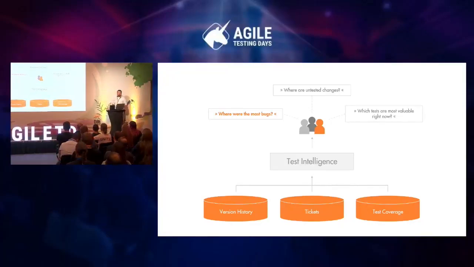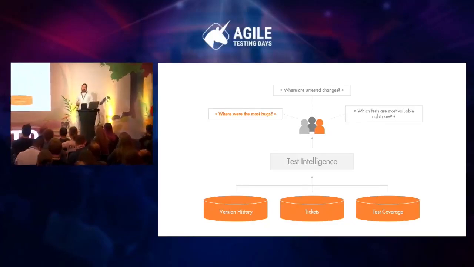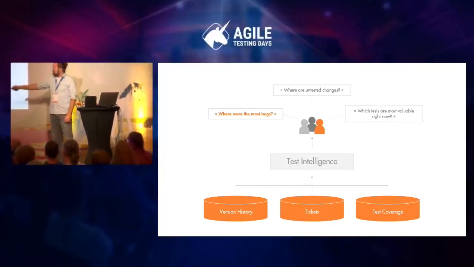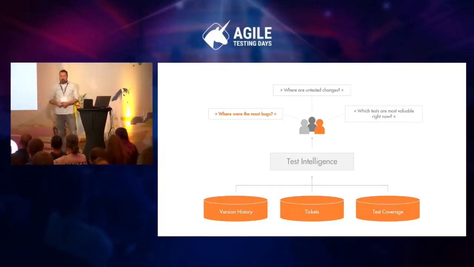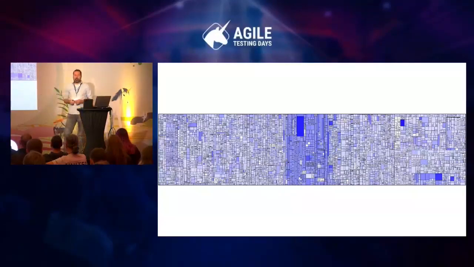Our second question I want to look into is, where were bugs in the past? And for that, we analyzed the version history to see where there were bug fixes in the past. This tree map is from another industrial system. Again, every rectangle is a file in this case. Size corresponds to the size of the file in lines of code.